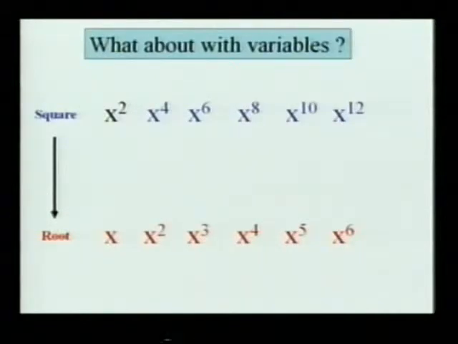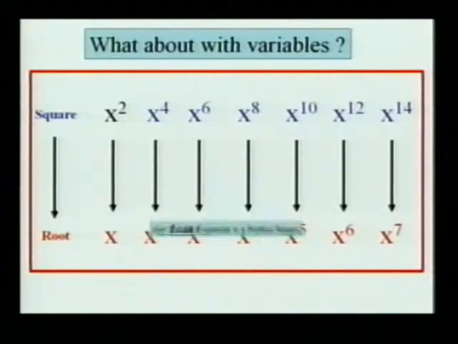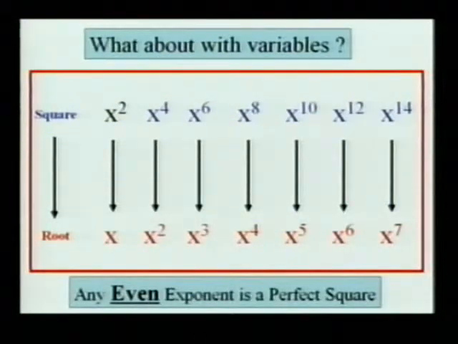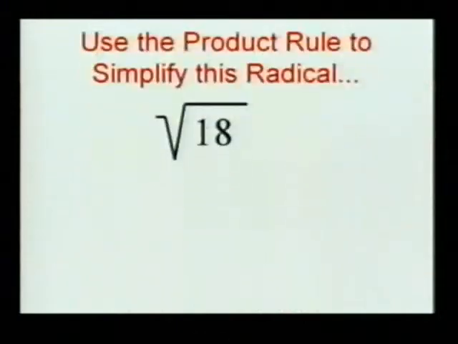Any even exponent on a variable is going to have a perfect square root. One more, x to the 14th. The square root is x to the 7th. This is going to be of great use when we have such variable terms.